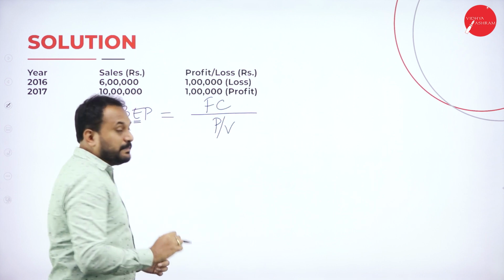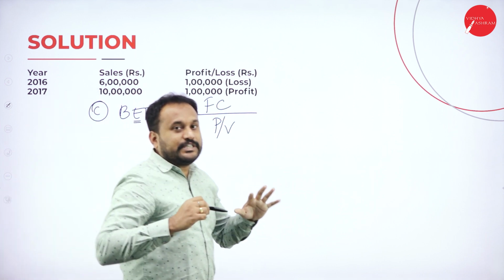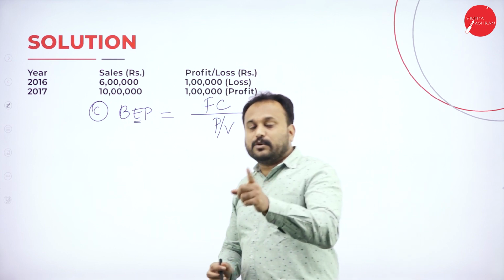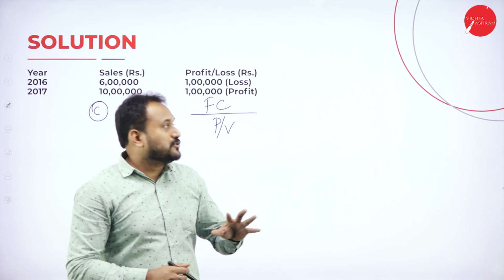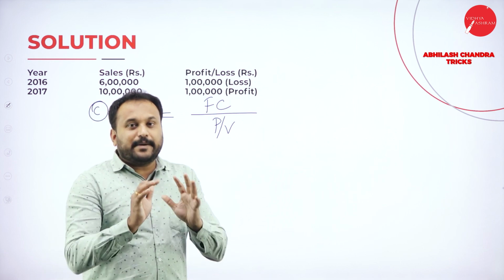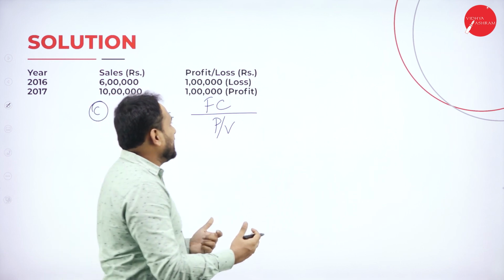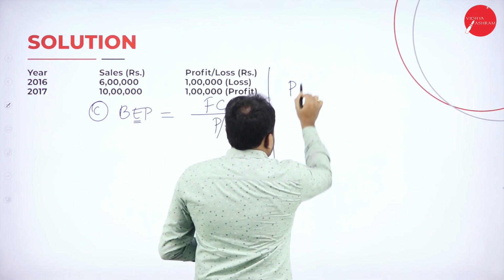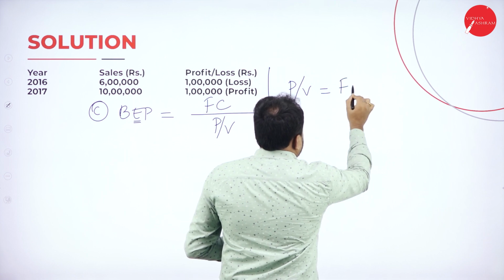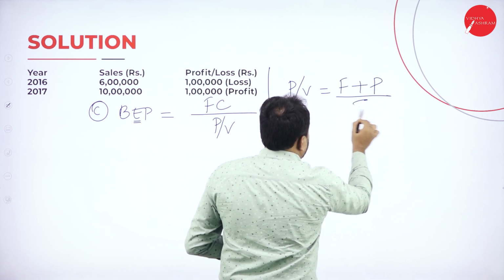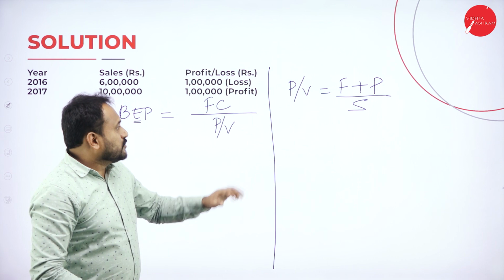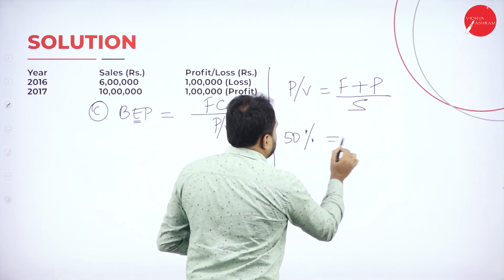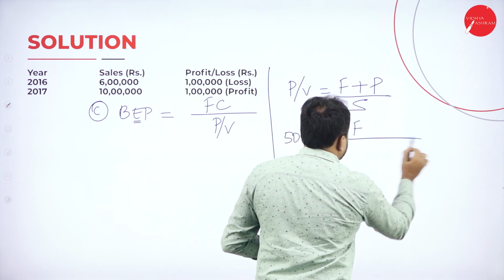Fixed cost. But we know that whenever 2 years sales and 2 years profit is given, they will not give us fixed cost. But we know what we should do. We are supposed to go with the ACT, Abhilash Chandra trick. So what exactly the trick is all about? Now we'll divide this into half. PV is equal to F plus P divided by S. This is what we know. So PV is how much? 50%. PV is how much? 50% is equal to fixed cost we don't know, plus.